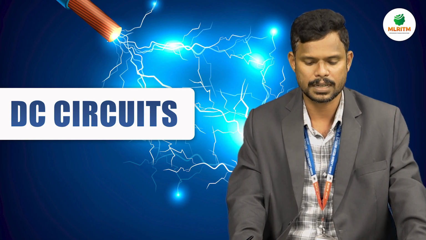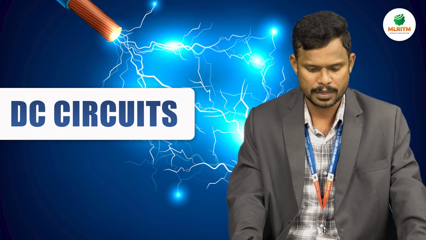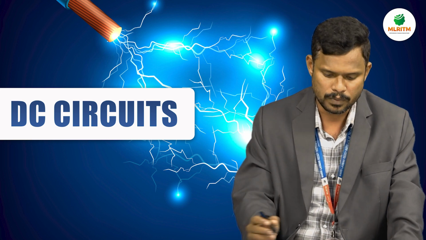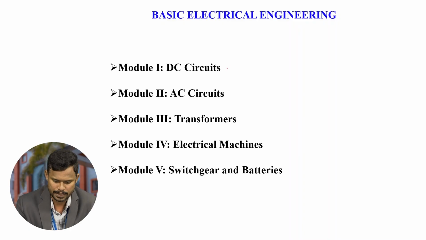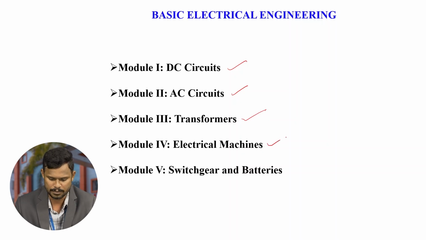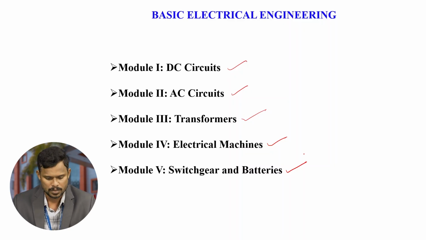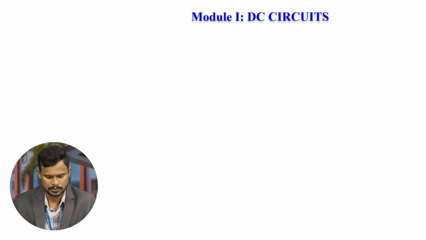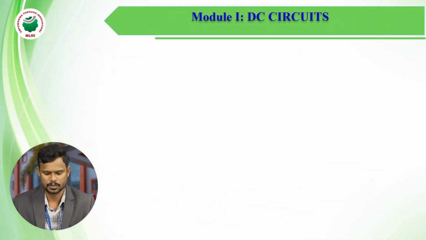The course name is Basic Electrical Engineering. In this course, we have a total of 5 modules. The first one is DC circuits, the second module is AC circuits, the third module is transformers, the fourth is electrical machines, and the fifth module is switchgear and batteries. Of these 5 modules, first we discuss DC circuits.